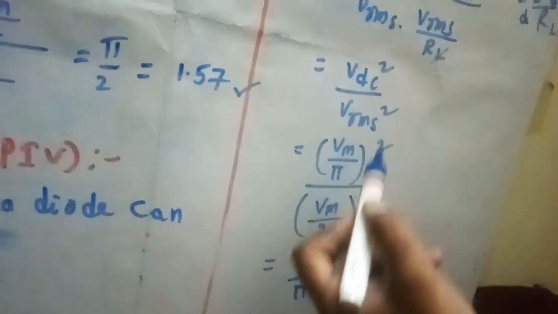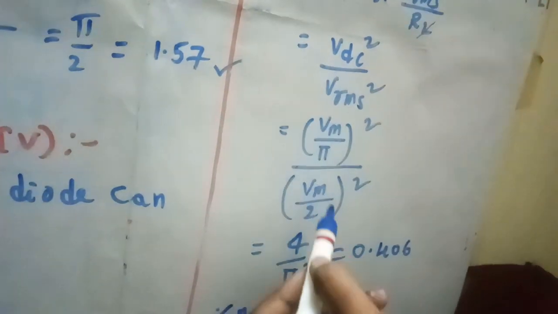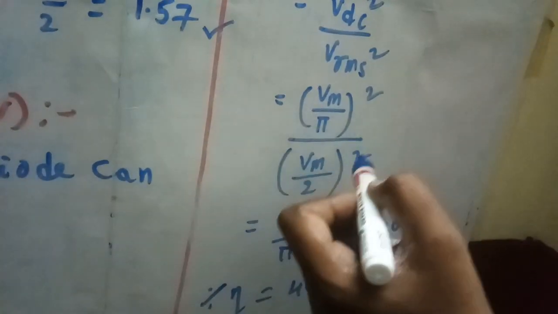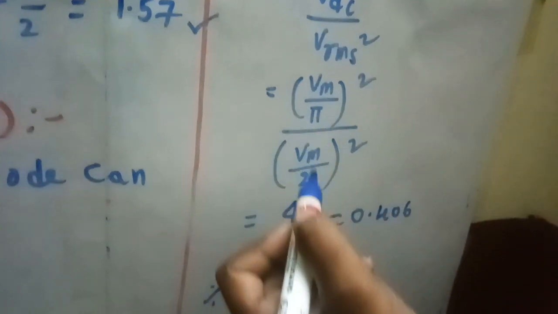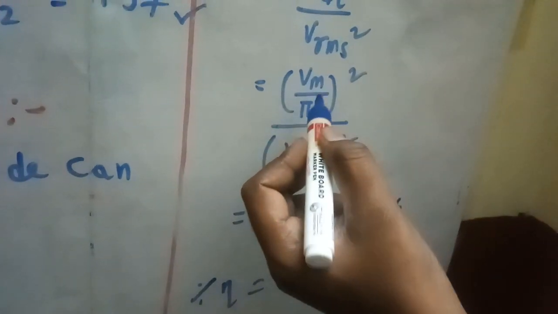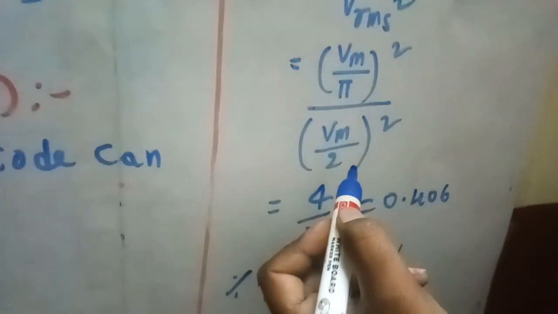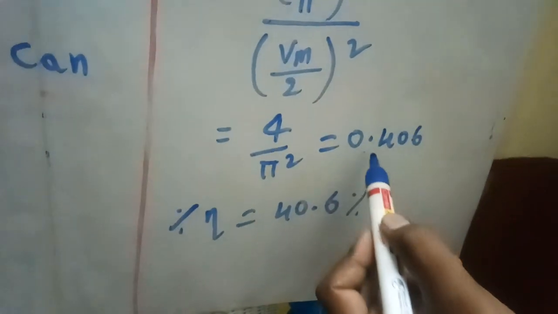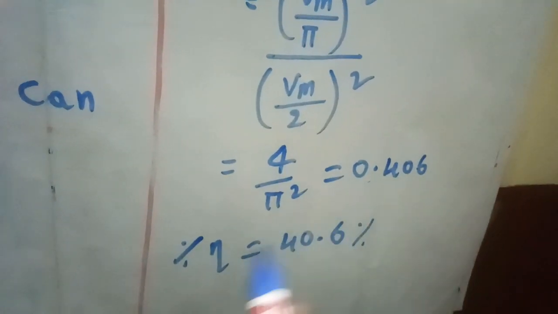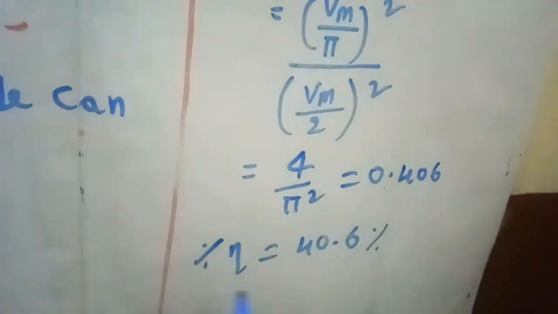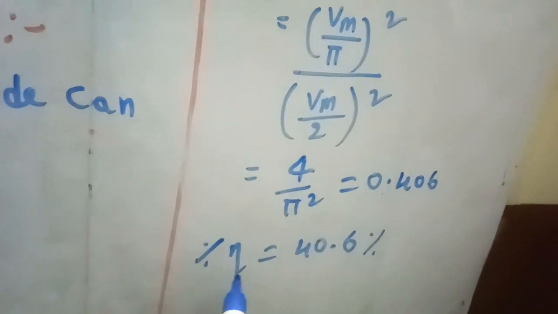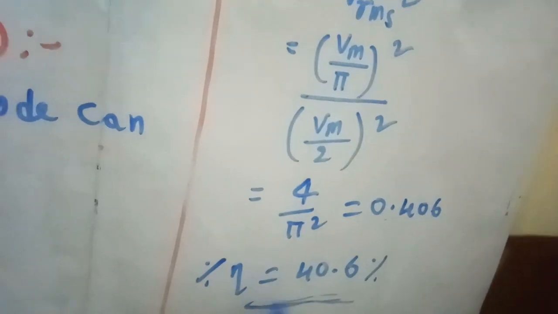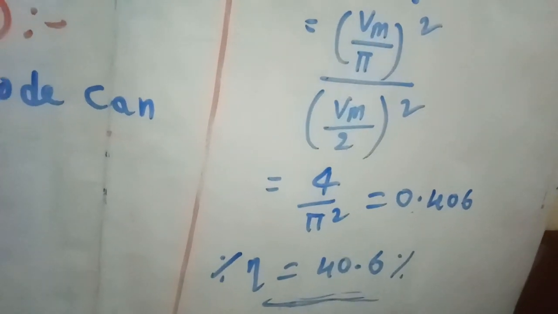VDC is Vm by pi whole square and VRMS is Vm by 2 whole square. So Vm square and Vm square both will get cancelled. And finally 1 by pi square over 1 by 4, nothing but 4 by pi square. The value of 4 by pi square is 0.406. We need efficiency as a percentage. So percentage efficiency is 40.6. These are some parameters for the half wave rectifier.